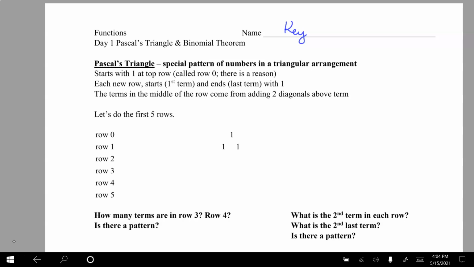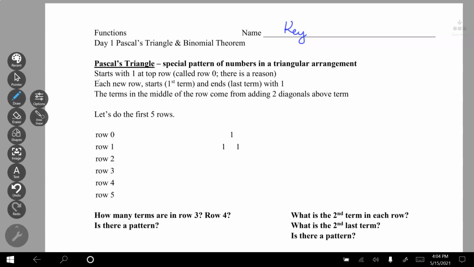It's going to be a triangular arrangement. The first number, it starts with a 1 on the top row. Each new row starts with a 1 and ends with a 1, and the middle terms come from adding the two diagonals above it. And I'm going to show a quick little video to show how it goes, and then we're actually going to do it by hand.